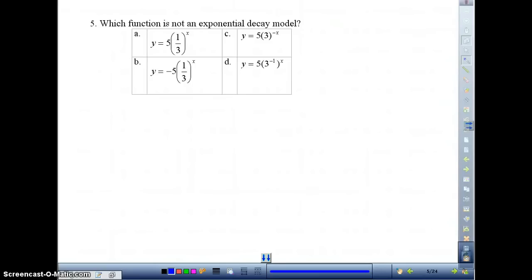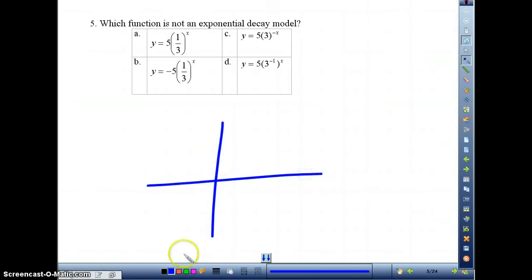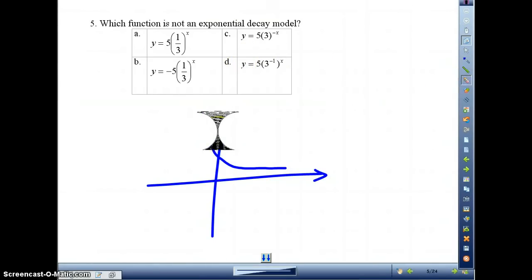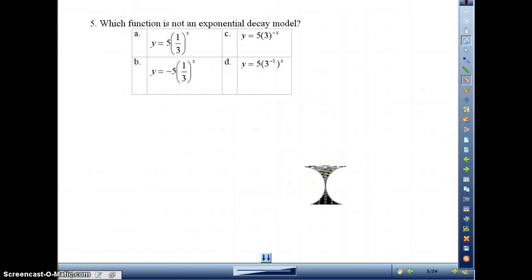Okay, question number 5. It says, which function is not an exponential decay model? Exponential decay, if you were to graph it, starts high and goes down like this. As your x values are increasing, your y values are decreasing. This is the perfect kind of question to use a graphing calculator with, and just plug the equations into your y equals and see what happens.